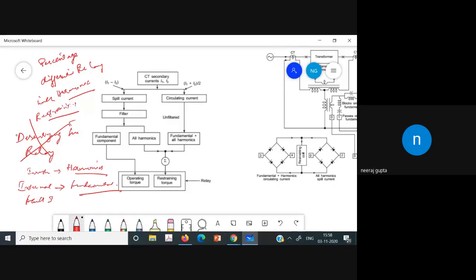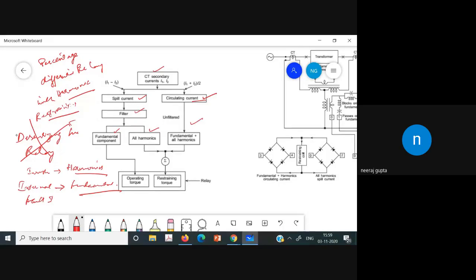Now, what we do, we will have the current which is coming from the CT secondary. We segregate the current as the spill current and the circulating current. Now, what is done? This spill current actually gets filtered into the fundamental component and the harmonics. If the harmonics are there in the system, then in that case, it will generate the restraining torque. And similar is the case if the circulating current has harmonics plus fundamental. There is no need to segregate that. Then we will have the restraining torque.